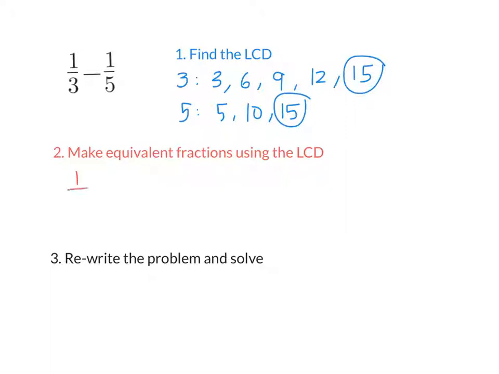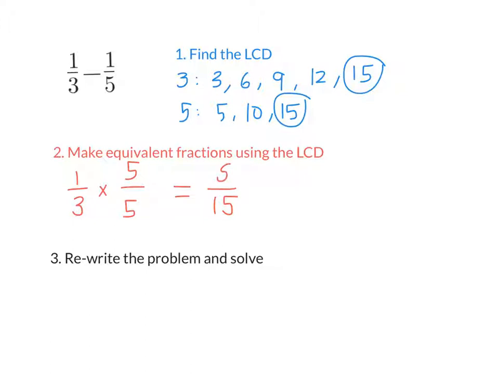So my first fraction was 1/3. I'm going to multiply that by something over something in order to get a denominator of 15. What do I have to multiply 3 by to get to 15? 5, which means I have to multiply the numerator by 5. Because am I multiplying 1/3 by 5? I'm actually multiplying 1/3 by 5 over 5, which is? 1. Good.